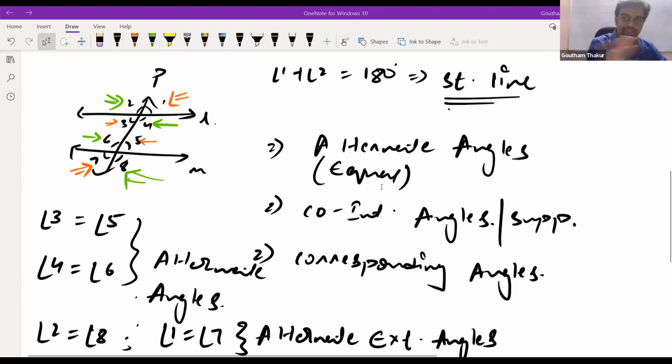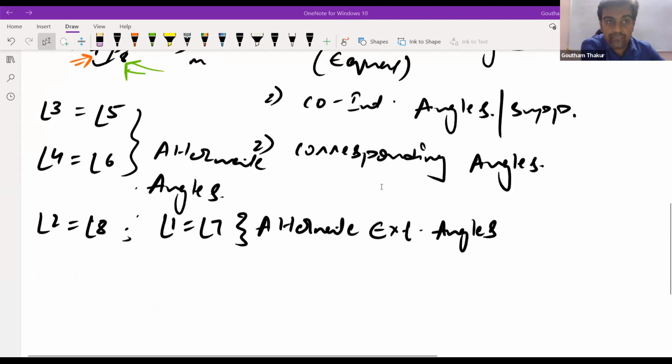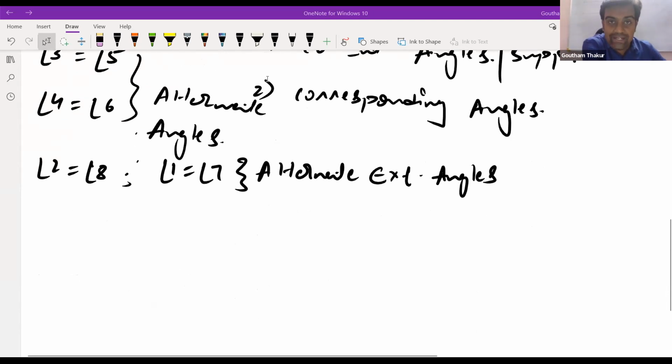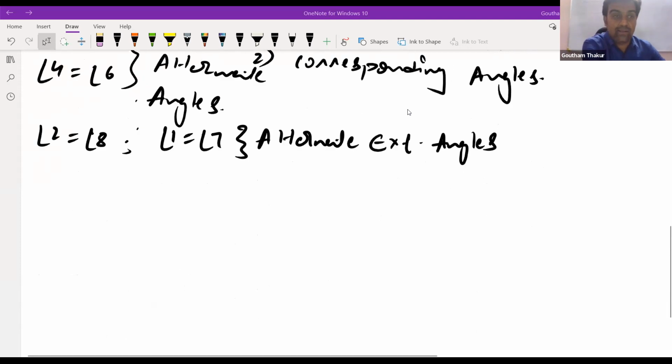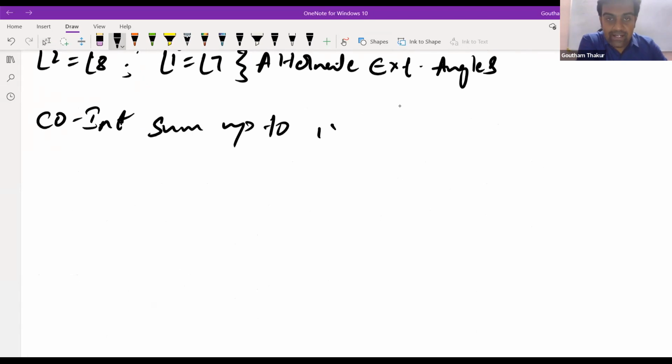Now, what do you mean by corresponding angles? Can anyone tell me? Okay, first, what do you mean by co-interior angles? Are the co-interior angles equal? When I say co-interior, no, they are not equal. Co-interior angles sum up to 180 degrees.